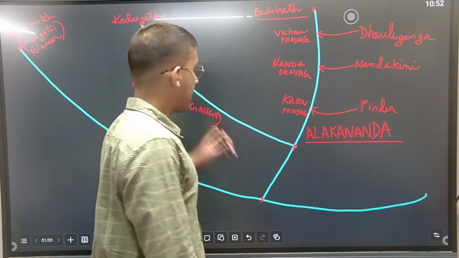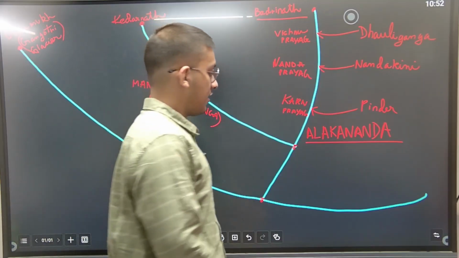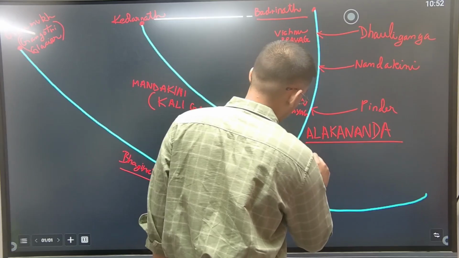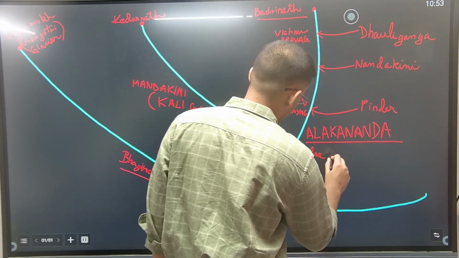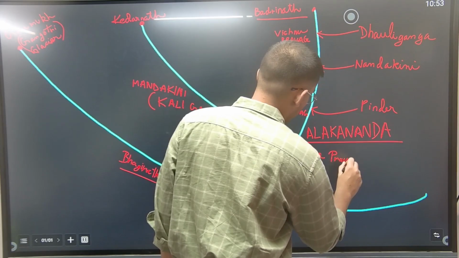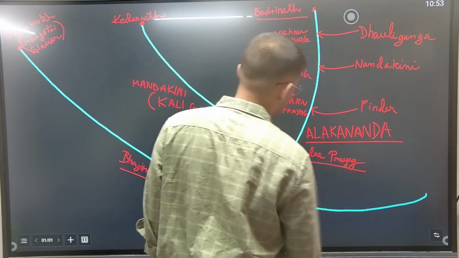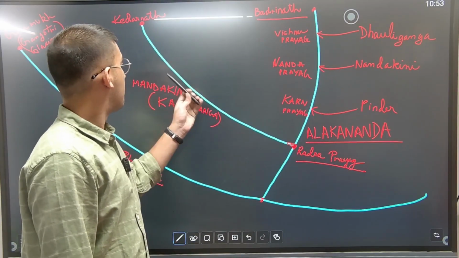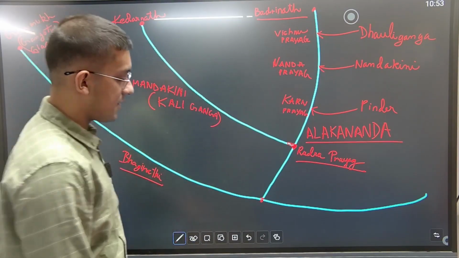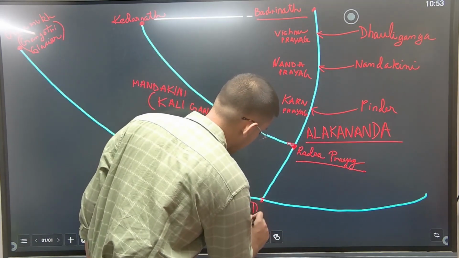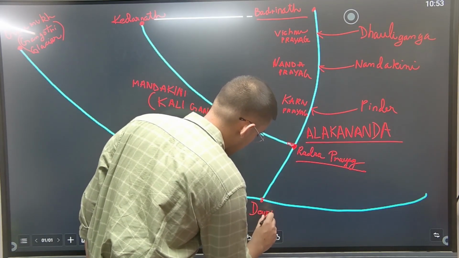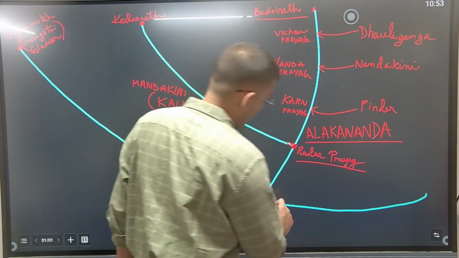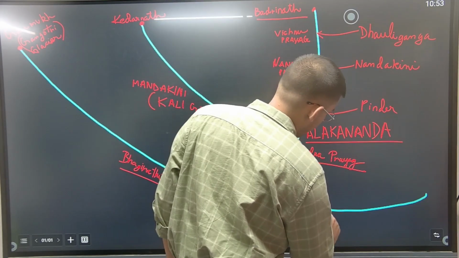Now, the place where Mandakini and Alakananda river meet, this point is known as your Rudraprayag. Then the place where Mandakini, Alakananda, and Bhagirathi meet, this place is known as Devprayag. And from here, the river Ganga originates.